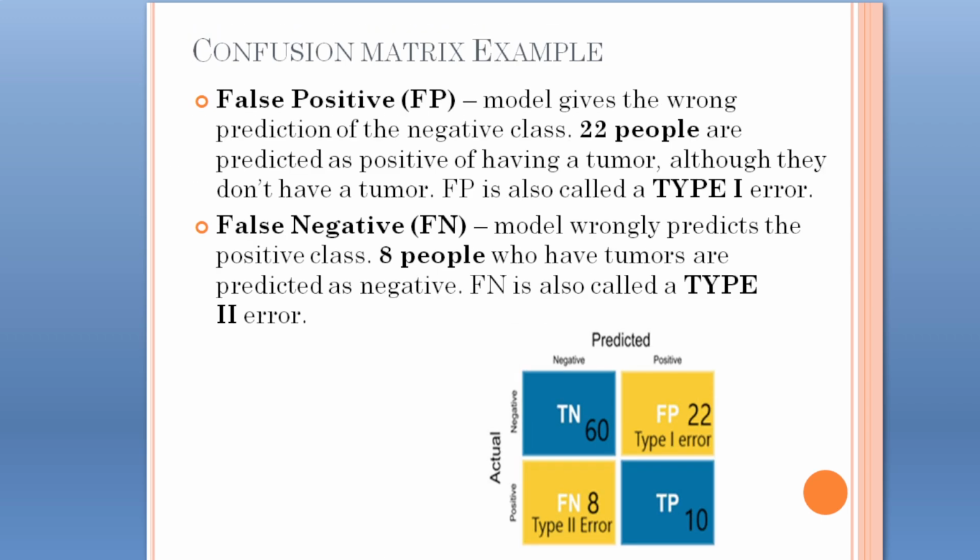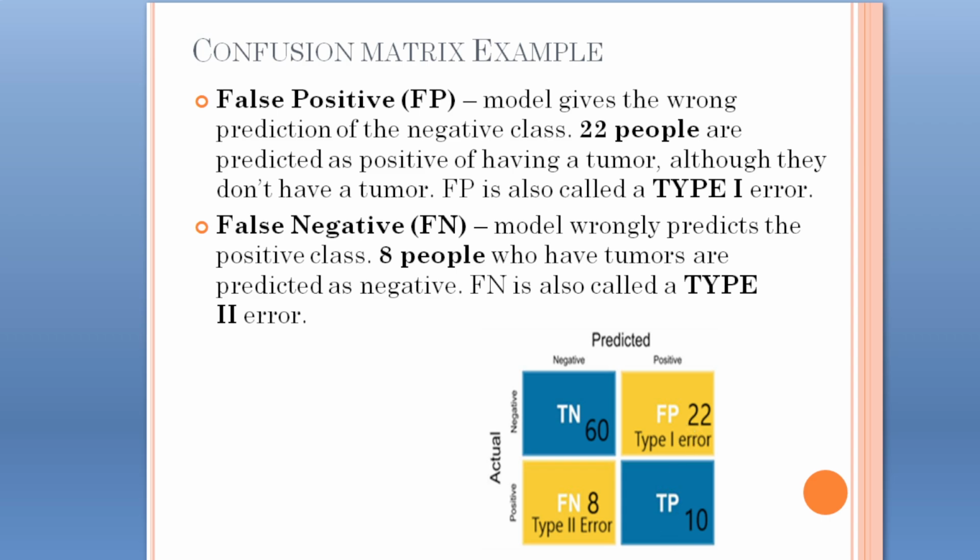Next is false positive and false negative. False positive means the model gives a wrong prediction of the positive class. In this example, 22 people are predicted as positive, as having tumor, although they don't have the tumor. That means in actual they are negative, and the model predicts them as positive. So this is the model prediction, positive. So write 22 here. This is called false positive.